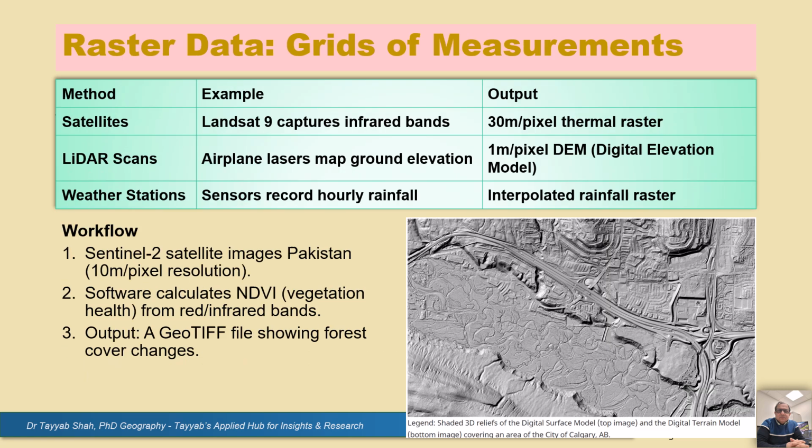Okay, raster data, grids of measurements. The methods: satellite datasets, LiDAR scans, weather stations. There are different sources where we can capture the datasets, and they come in different formats and types. And the workflow, for example, is Sentinel-2 satellite images of Pakistan, for example 10 meter pixel resolution. Software calculates NDVI, which is the vegetation index, from red and infrared bands, and the output is a GeoTIFF file showing forest coverage changes.